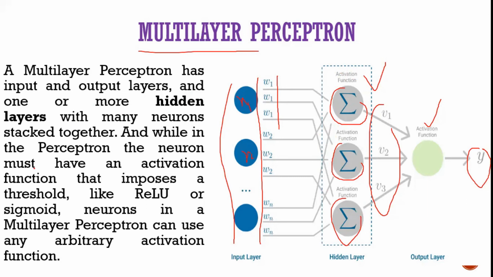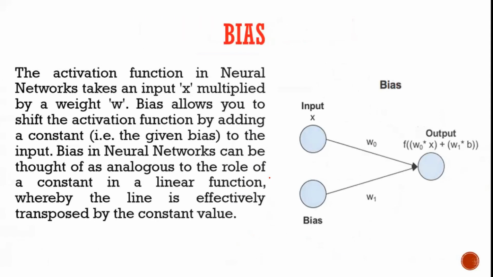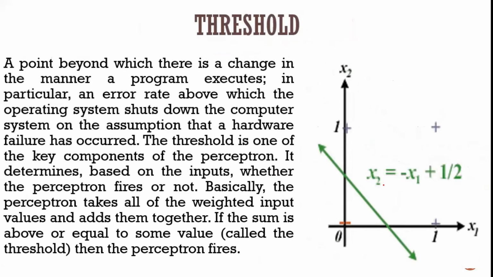In the perceptron, the neuron must have an activation function that imposes a threshold value, which I mentioned in the logistic function also. I will explain again what a threshold is. It imposes a threshold, like ReLU, one of the functions, or sigmoid. Neurons in a multi-layer perceptron can use any arbitrary activation function, based on the predicted value you are expecting. Then what is sigmoid, and what we call a threshold? A threshold is some value which allows you to differentiate the inputs as well as the outputs.